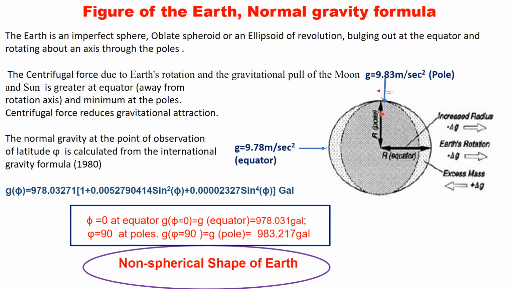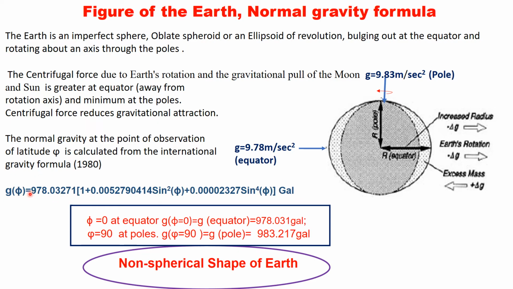There is a latitude or normal correction. You can already see from the centrifugal acceleration slide how the gravity values vary with the latitude. The centrifugal force reduces the gravitational attraction, and the shape of the earth is not a perfect sphere, it is an oblate ellipsoid. You can see it is bulging at the equator and rotating about an axis through the poles. The normal gravity, measured with respect to the ellipsoid, varies with an equation.